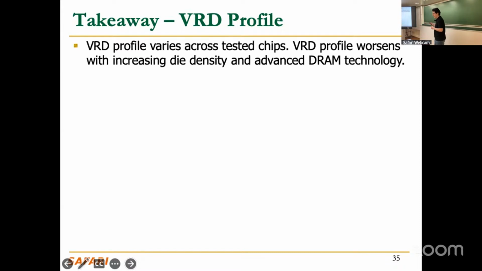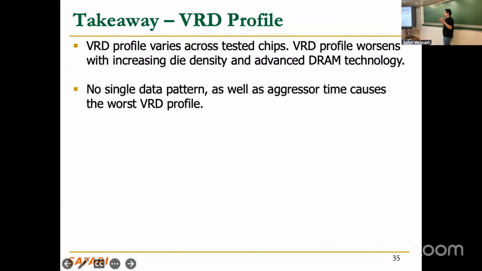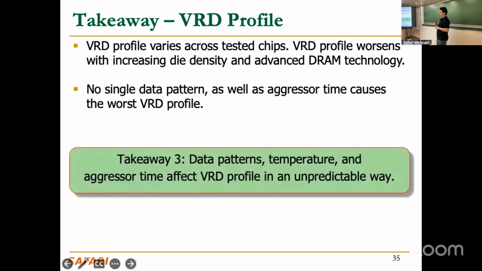As such, VRD profile varies across these tested chips. So the profile worsens with increased die density as well as more advanced DRAM technology. And there isn't any single data pattern as well as aggressor time that causes the worst profile across all tested chips. And that brings me to the third and final takeaway, that data patterns, temperature, or aggressor times affect VRD profile in an unpredictable way.